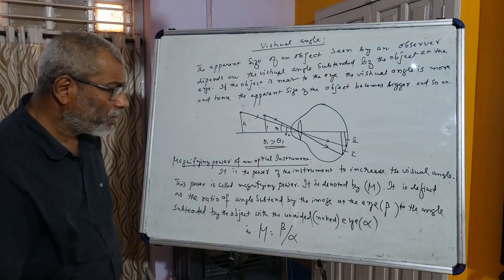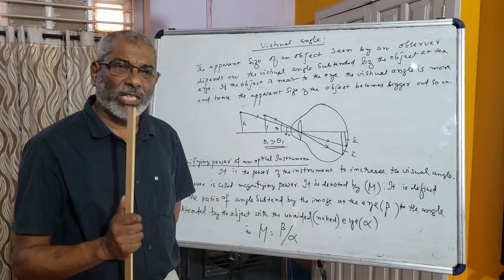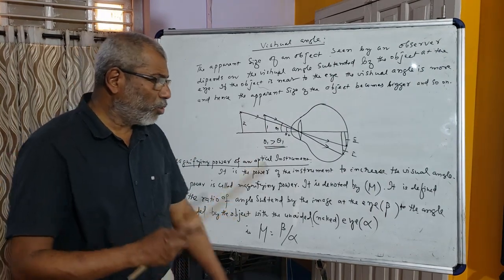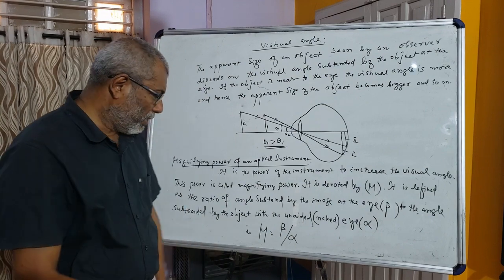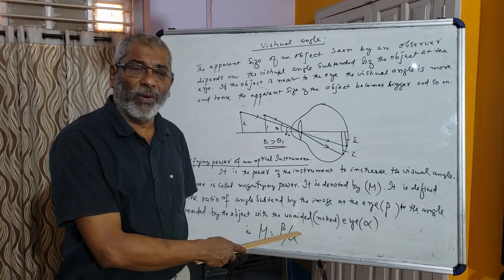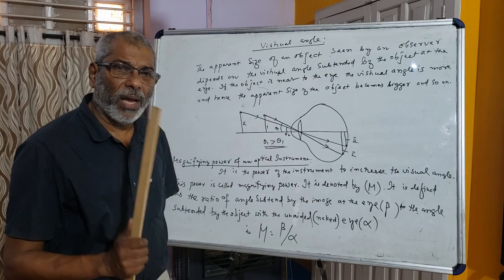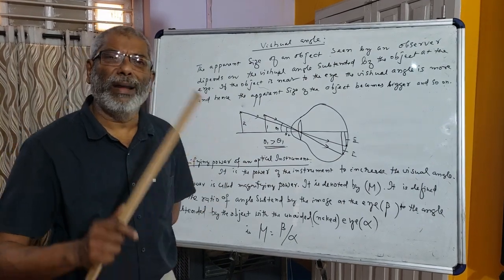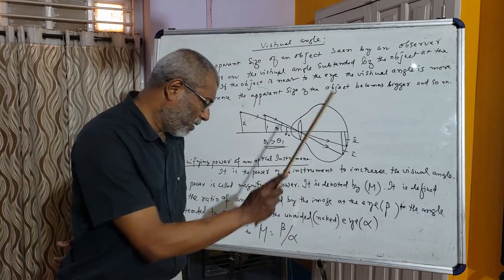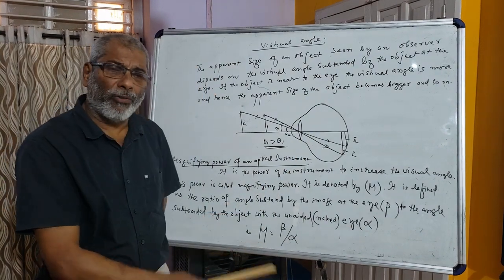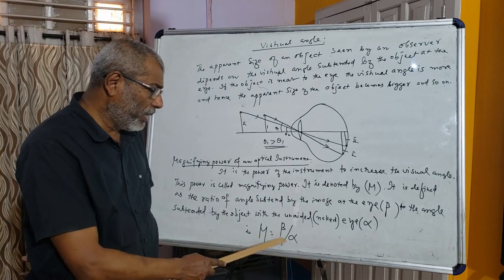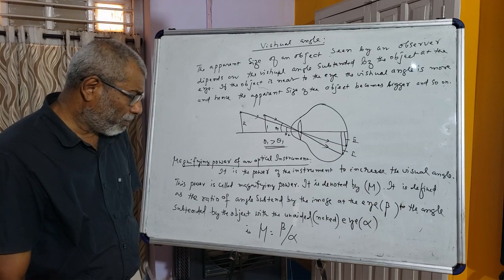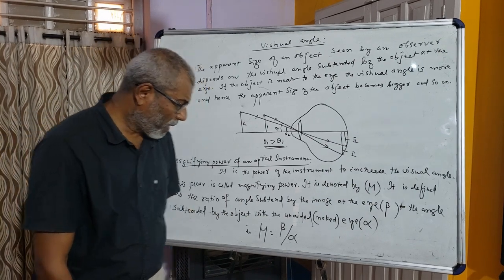There are two angles. One is the angle subtended by the final image at the eye, denoted by beta, and the other angle is alpha. What is alpha? Alpha is the angle subtended by the object with the unaided eye. So magnifying power of an optical instrument is given by beta by alpha. Magnifying power has no unit because it is a pure ratio.